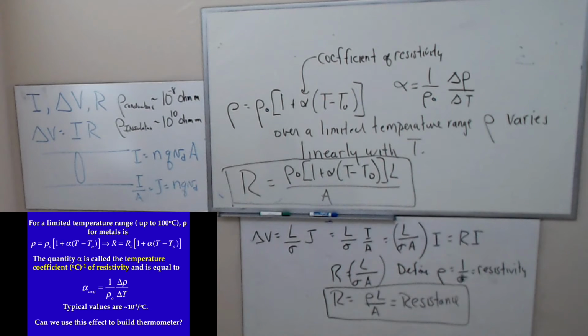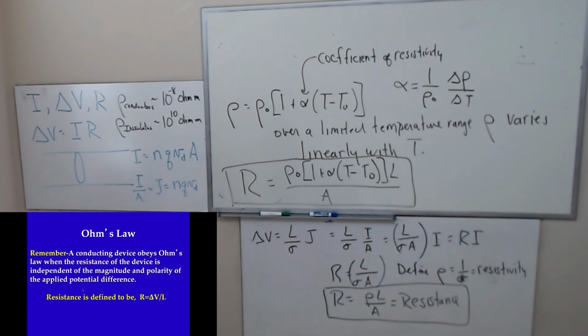Okay, and the answer is yes. I already answered that question. So remember that a conducting device obeys Ohm's law when the resistance of the device is independent of the magnitude and polarity of the applied potential difference. And resistance is defined to be delta V over I.